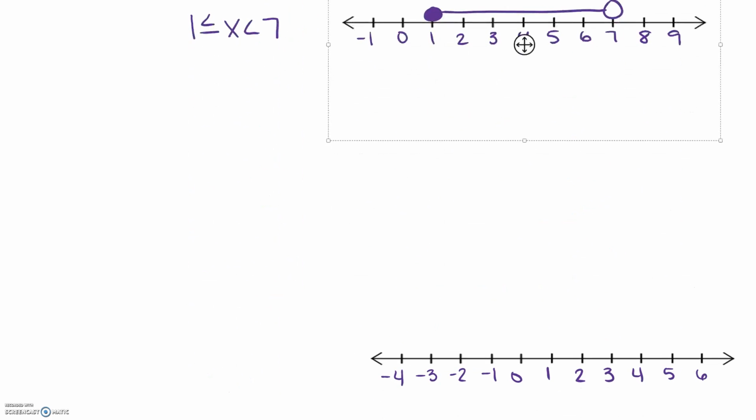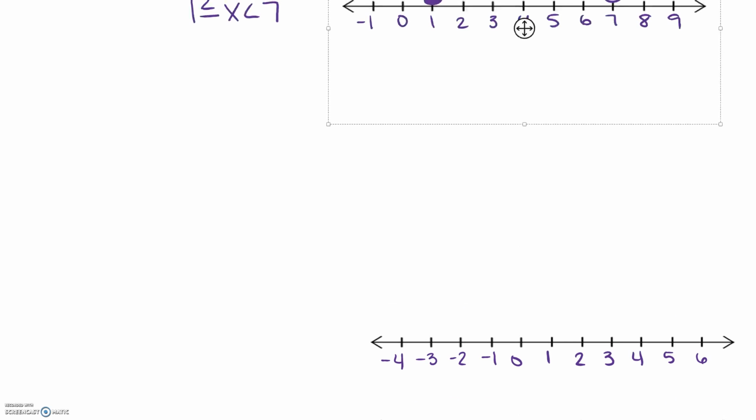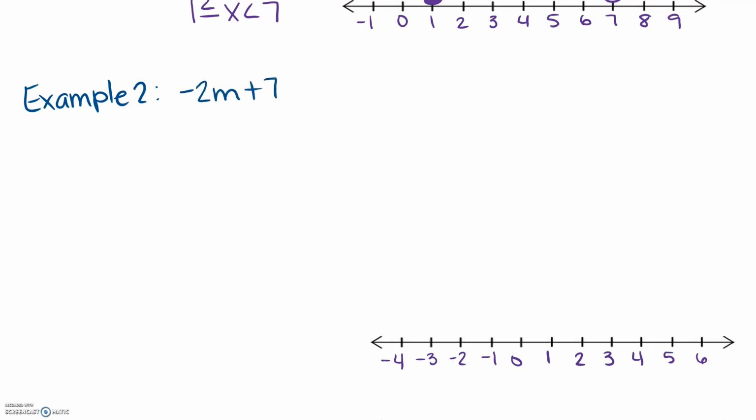Okay, let's look at our next example. Here we're going to have example 2. And we are going to solve and graph negative 2m plus 7 is less than or equal to 13, or 5m plus 12 is greater than 37. So we have to start by solving each of these inequalities. So let's start with negative 2m plus 7 is less than or equal to 13.